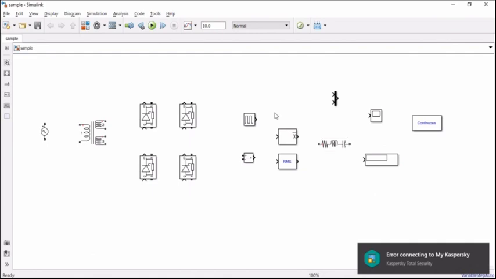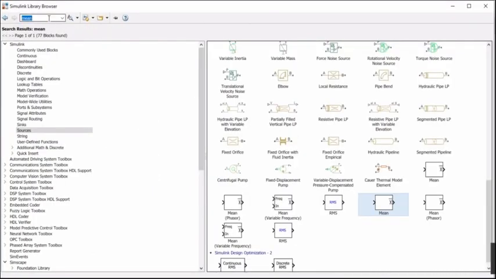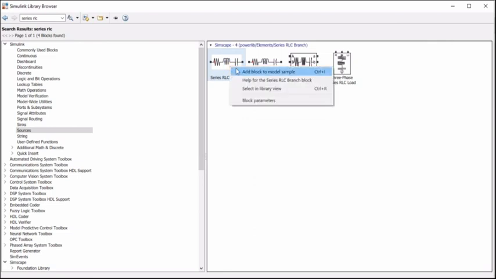So we need a series RLC branch for connecting the resistance load. So we can type in as series RLC branch. So there are two things named as series RLC branch and series RLC load. So for our circuit connection we need series RLC branch only. We can right click it and add it.